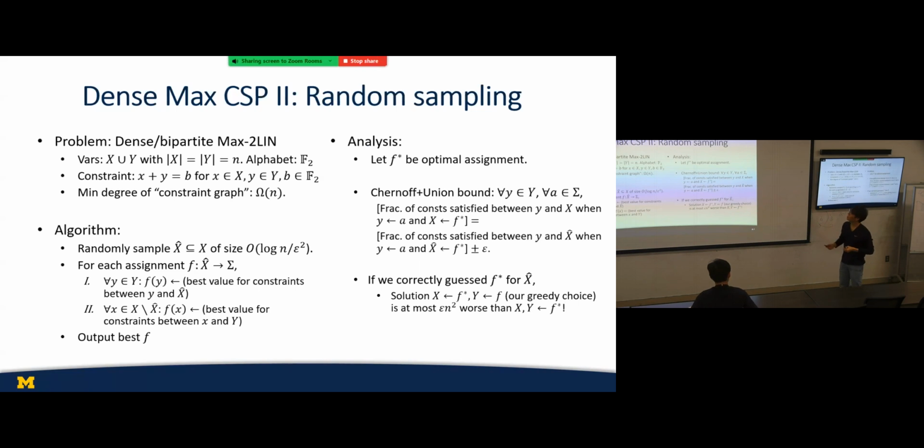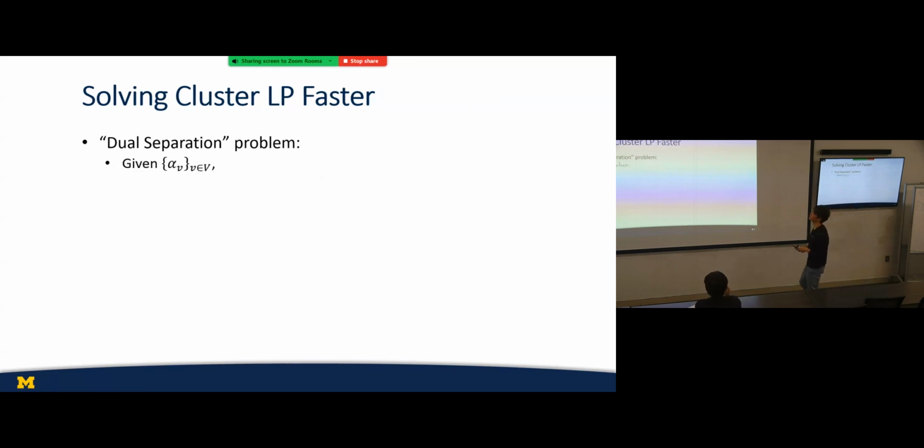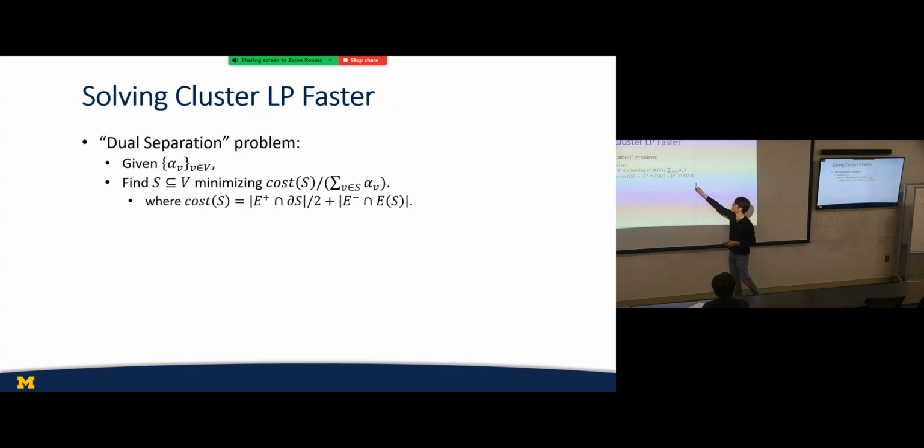Okay, so based on this, the way we solve cluster LP faster is, if you remember the cluster LP, let's take its dual, and the dual separation problem becomes something like this. You're given an alpha value for each vertex v, and your job is to find S that minimizes the cost of S divided by the total value of alpha contained in the set, where the cost of S is defined as the cost of making this a cluster. The minus edges inside and the plus edges cut, divided by 2 because of double counting. That's the dual separation problem.